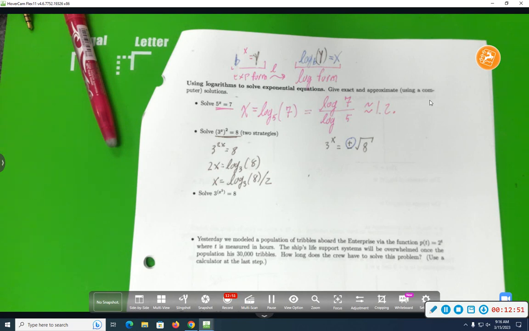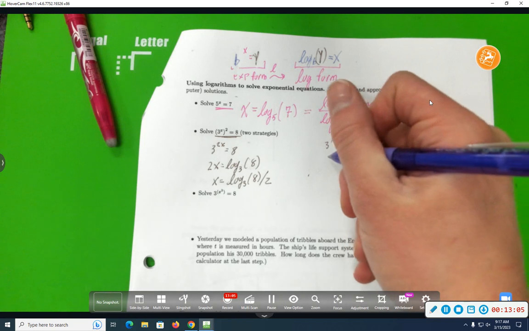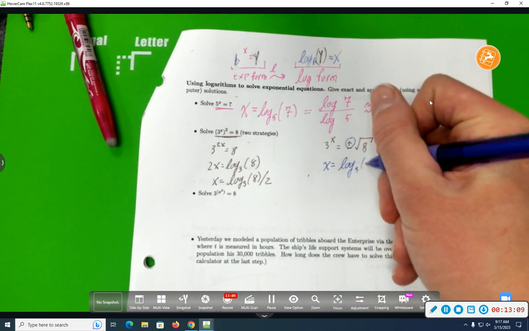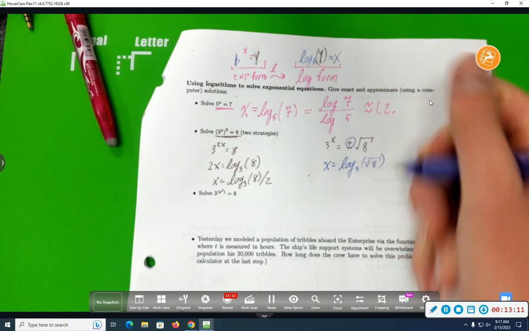Does that look like an equation in exponential form? Let's put it in log form. So whenever you see an equation in exponential form and the variable is in the exponent, you should think about rewriting in log form. It'll get rid of the exponent. x equals log base 3 of the square root of 8.